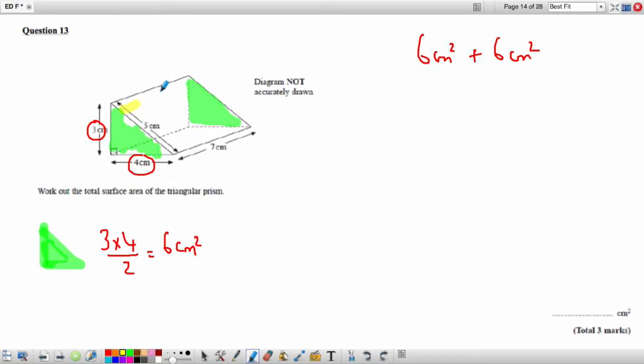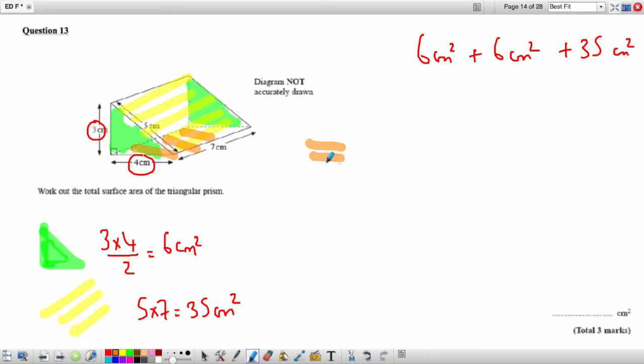Let's take a look now at the rectangle shown here in the yellow. Here we have a length and width. 5 multiplied by 7 is 35 centimetres squared. So we're going to add that to our total. Then we can see here the base. 4 multiplied by 7, which is 28 centimetres squared.